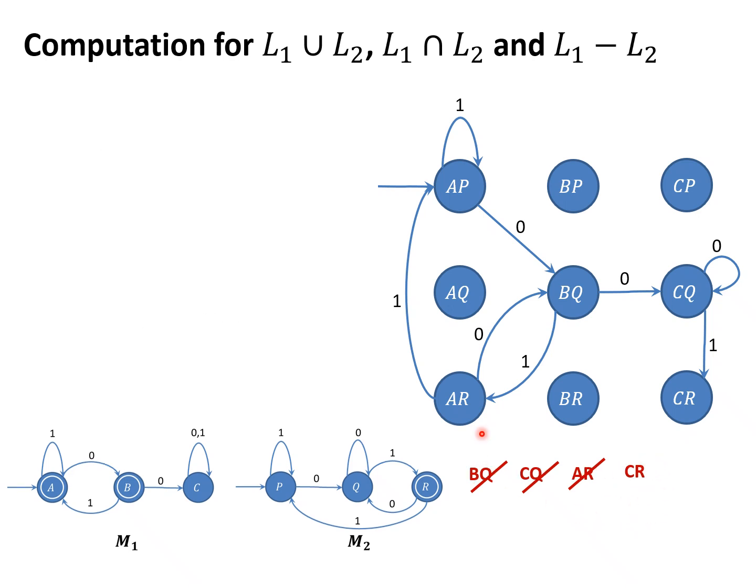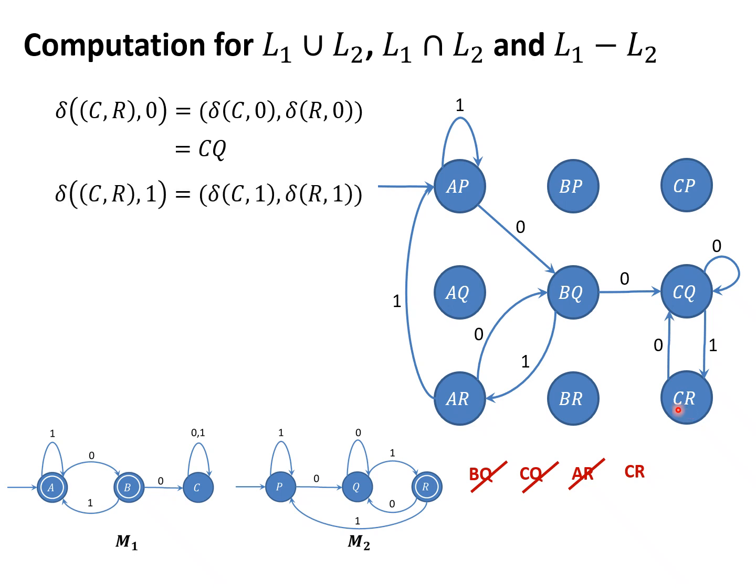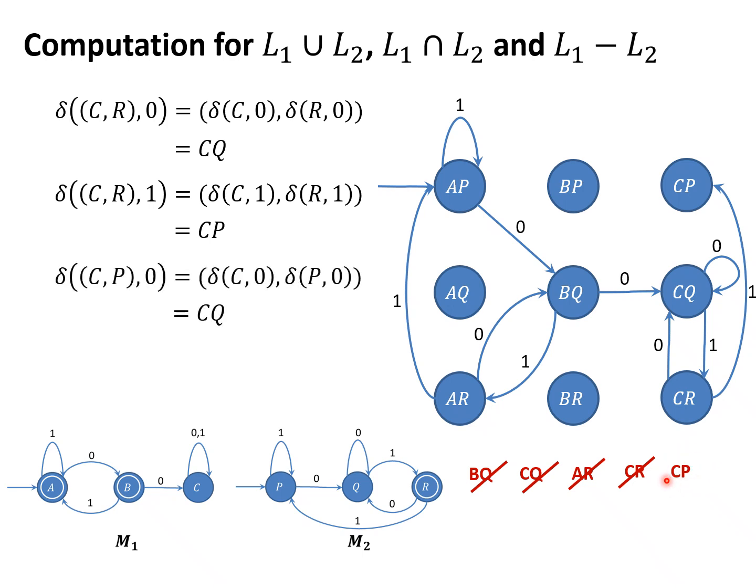CR. CR on 0 it will go to CQ. Then CR on 1 will go to CP, which is the next new state.